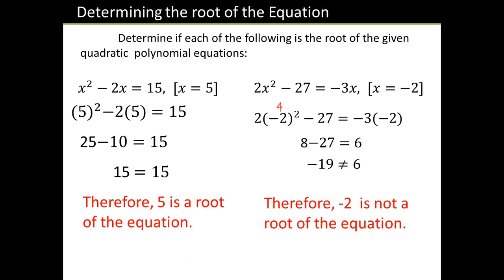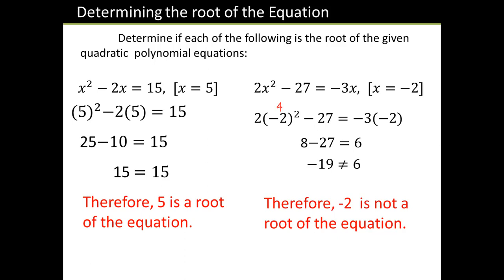Okay? So that is how to determine whether the given value of the variable is a root or not a root of the equation. We just simply substitute the value into the equation and check whether the left-hand side equals the right-hand side of the equation. Okay? So that is determining the root.